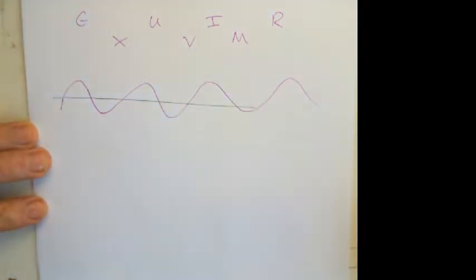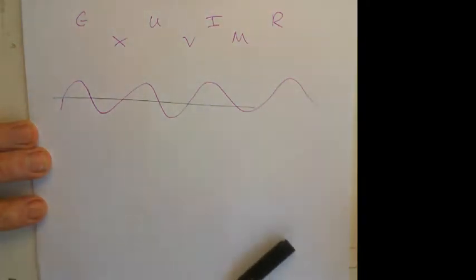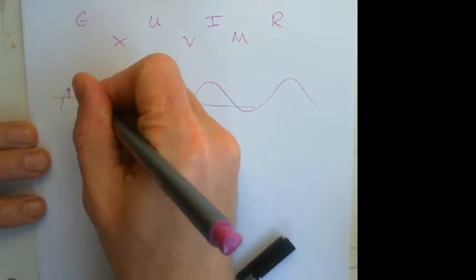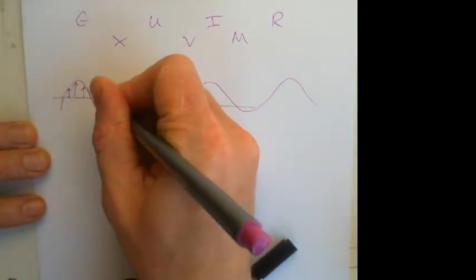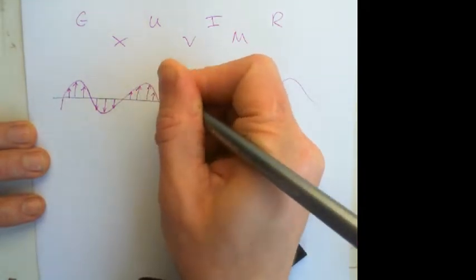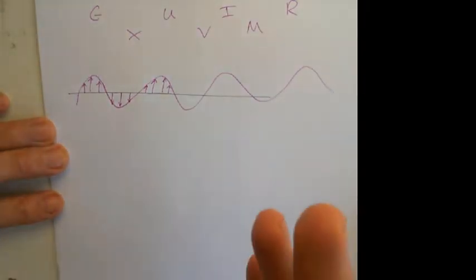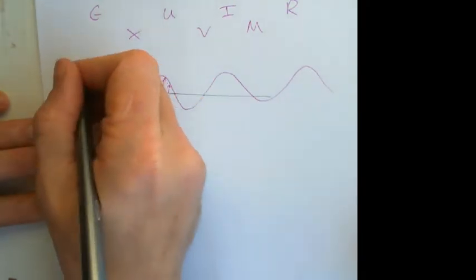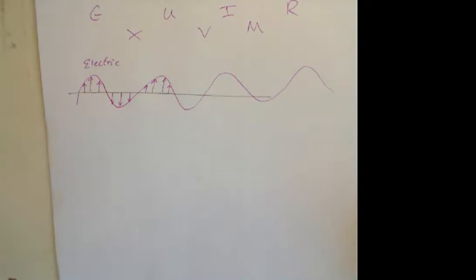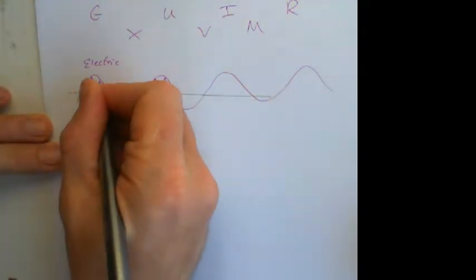So the next thing you need to do is look at it. This one, like all waves that you know so far, is moving up and down, up and down, up and down. And that might be the electric part of it. Now it doesn't matter which is which, the key thing is how they are compared to each other, and that has to be at right angles to each other.